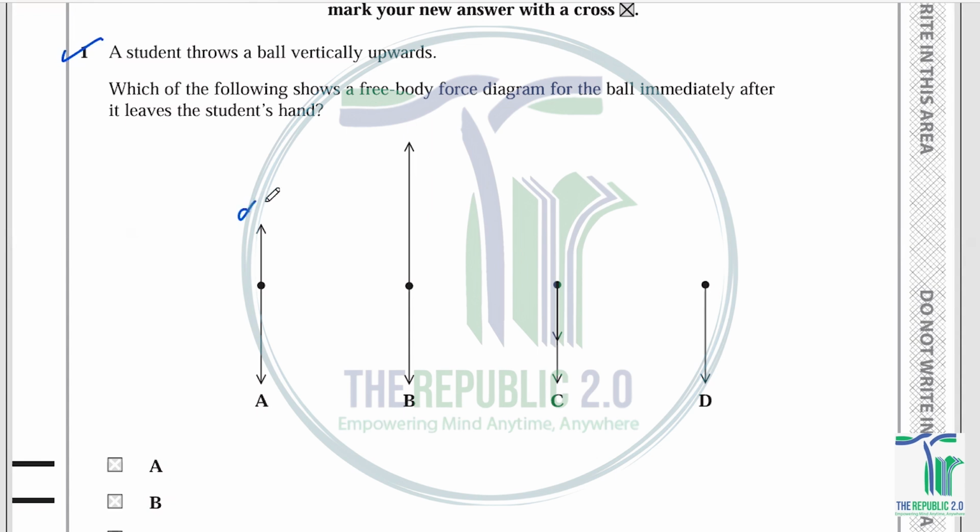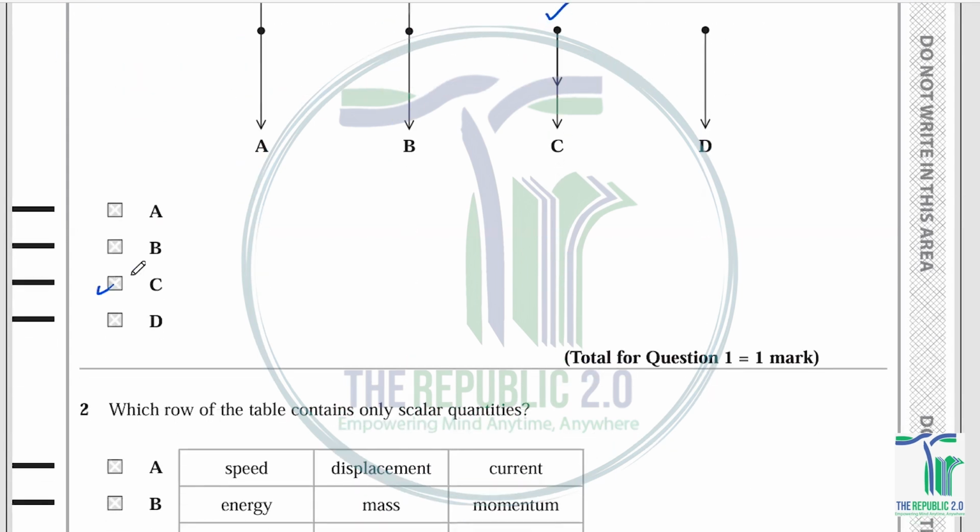So A cannot be the answer, B cannot be the answer because there is no upward force acting on the ball. The only force acting downward is going to be the gravity plus the air resistance, right? So that is why we have to go with option C.